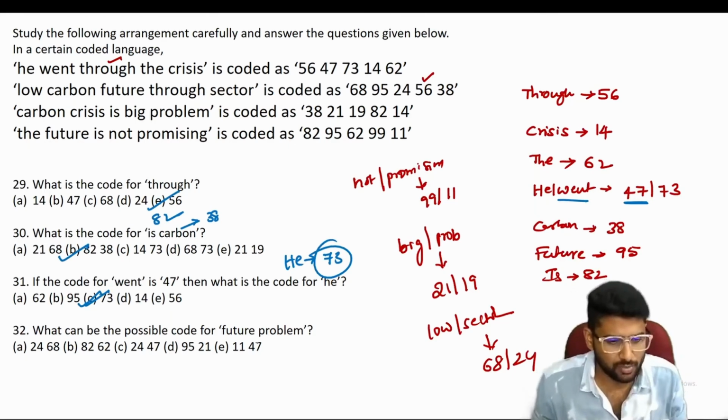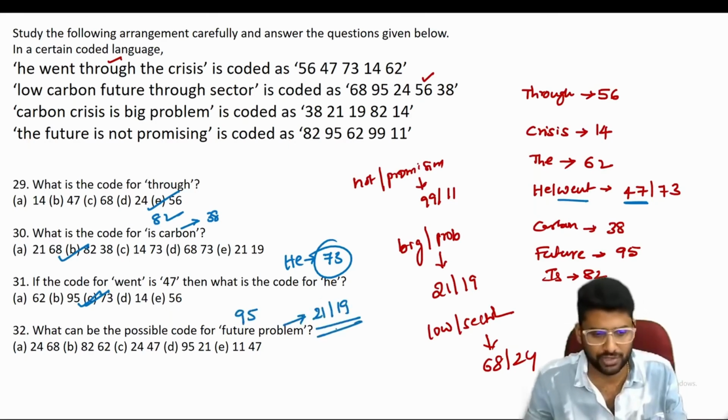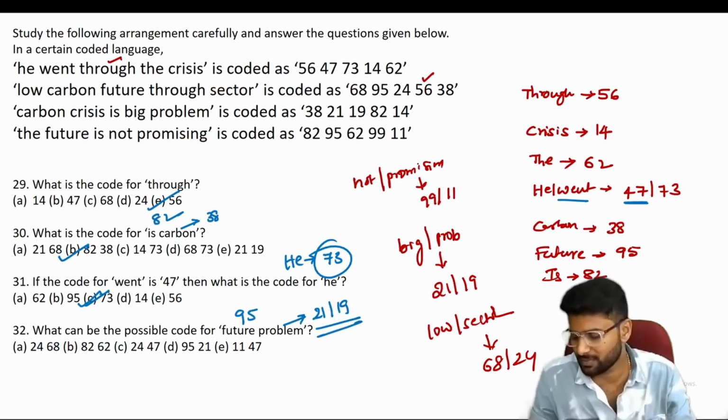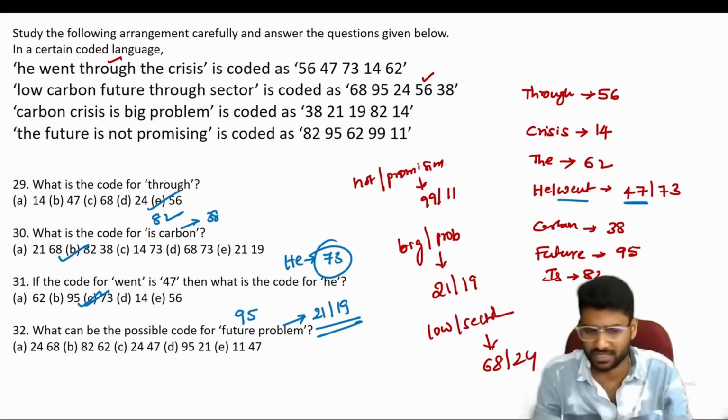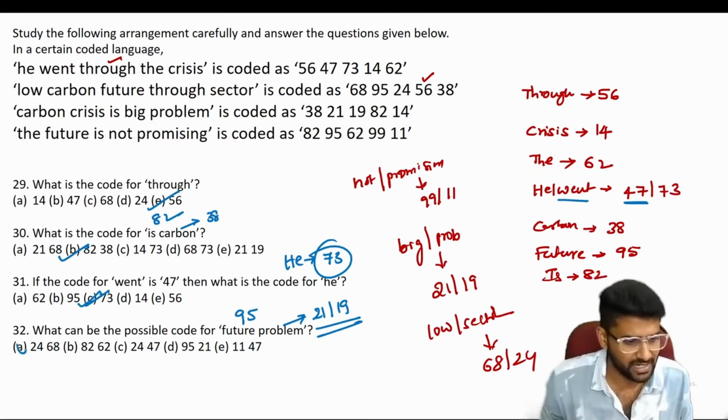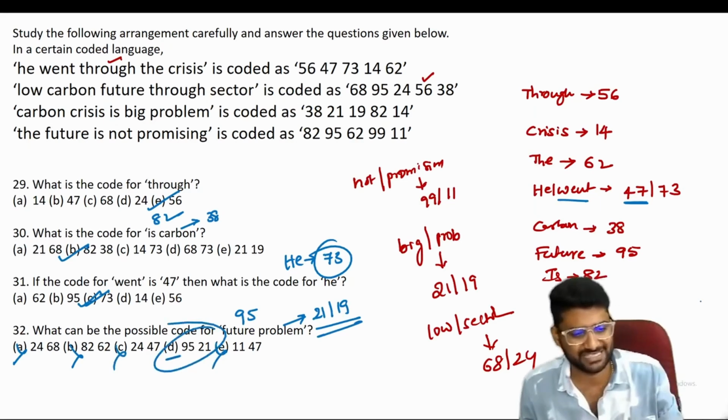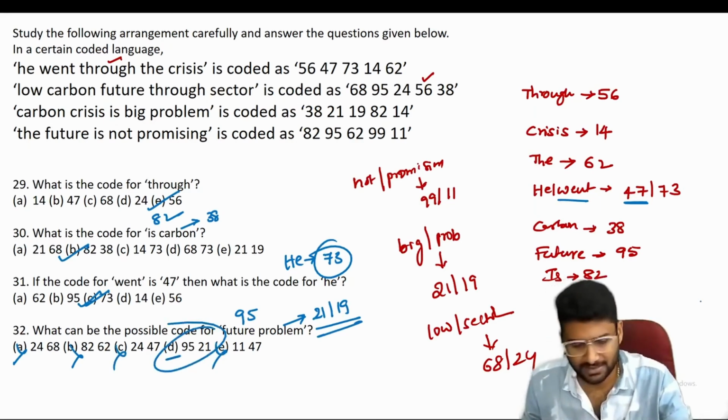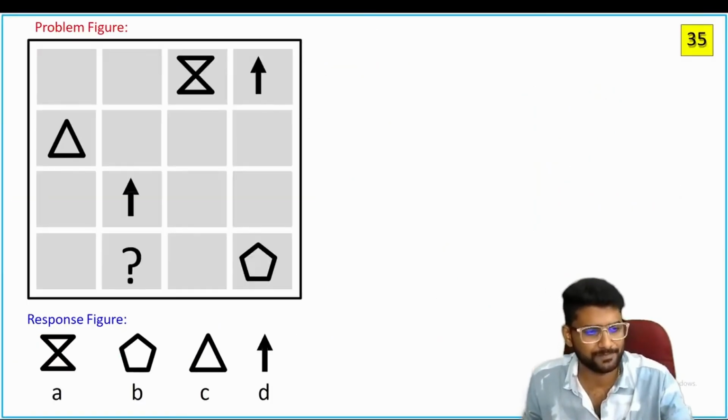So what can be the possible code for future problem? What can be the future? Future is 95. And what about the problem? We need one of the numbers, guys. If you have both the numbers, it's not an answer. If one of the numbers is not there, it is also not a code language. So 95 is a mandatory number. That's why we are eliminating all these options. Suitable answer. Is it clear? This is the approach for these kind of models.